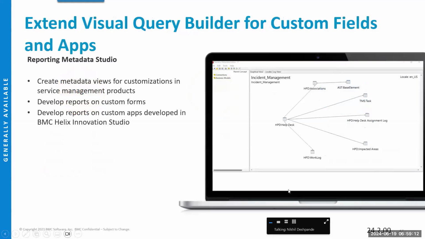So we saw how you can extend the capabilities of Visual Query Builder to your customizations, custom fields, custom forms, custom applications in Innovation Studio. You can do all of this using Reporting Metadata Studio. So you create that metadata view once or extend the existing ones. And once you do that, that view can be used in VQB for developing reports without having to write SQL.